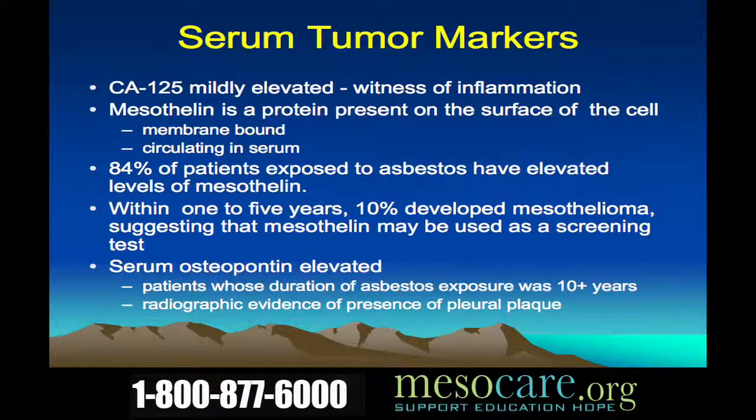84% of patients exposed to asbestos will have an increased mesothelin level in the blood, and within 1 to 5 years, 10% of those will develop mesothelioma. So it's a way of following patients that have a history of asbestos exposure. And then serum osteopontin is another one that is seen mainly with long duration of asbestos exposure and also correlated to the presence of a pleural plaque. This is not available, it's just for research.